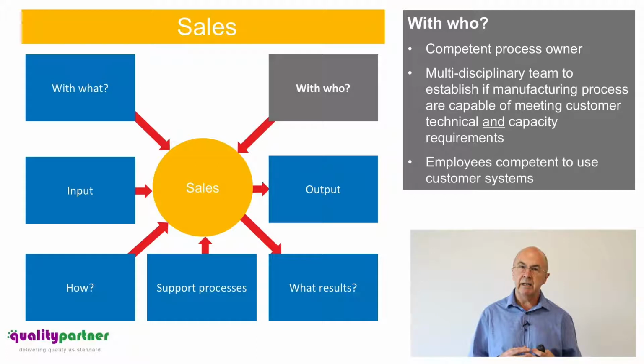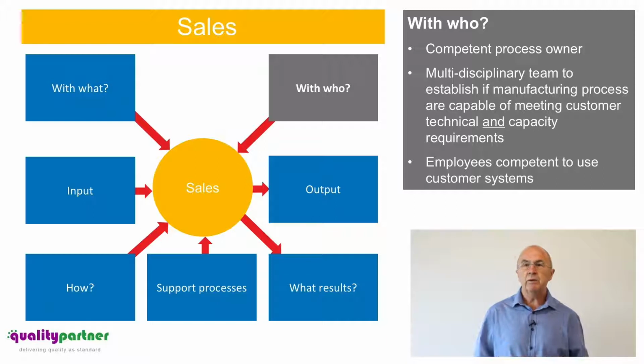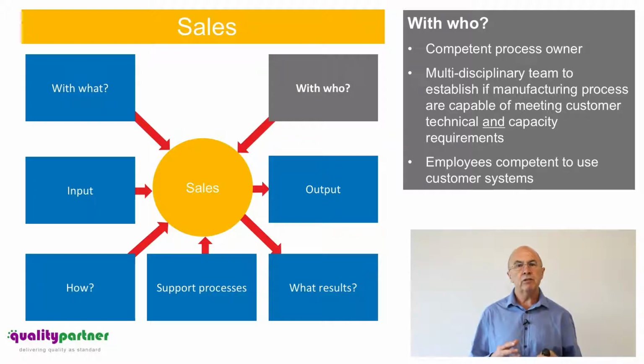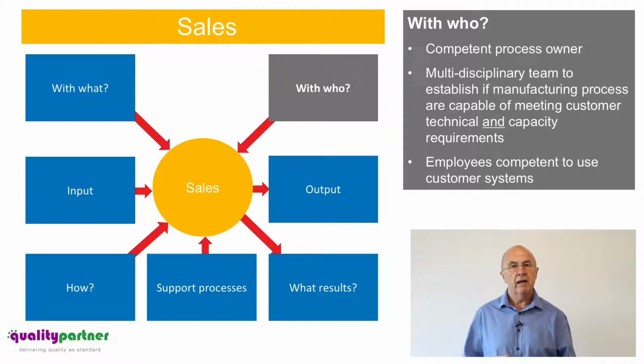This should not just be done by an individual, but it should be done by a cross-functional team. The next thing is we need to make sure that we have employees competent in the sales process that are able to interface with all the relevant customer systems and understand all the relevant customer-specific requirements. This was not a documented requirement in the previous ISO TS 16949. It was inferred, but not a specific requirement. But now we need to make sure that we can demonstrate competence of people working within the sales process in interfacing with all the relevant customer systems.